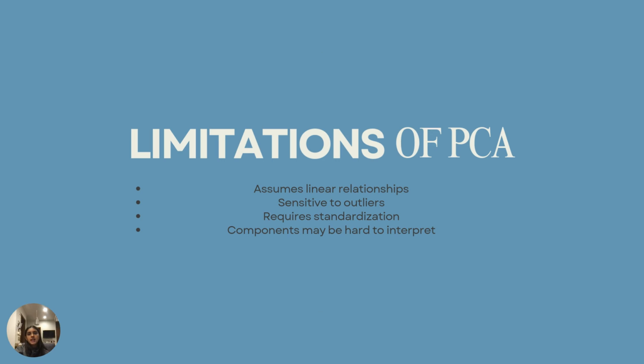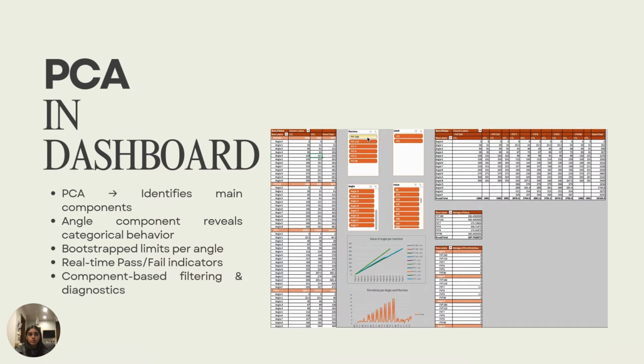The limitations it has are that it assumes a linear relationship. It becomes sensitive to outliers or non-standardized data, and also it can be hard to interpret the components because it can mix several correlated variables.